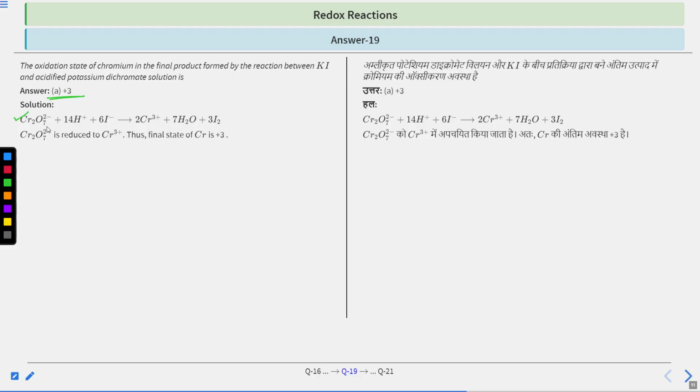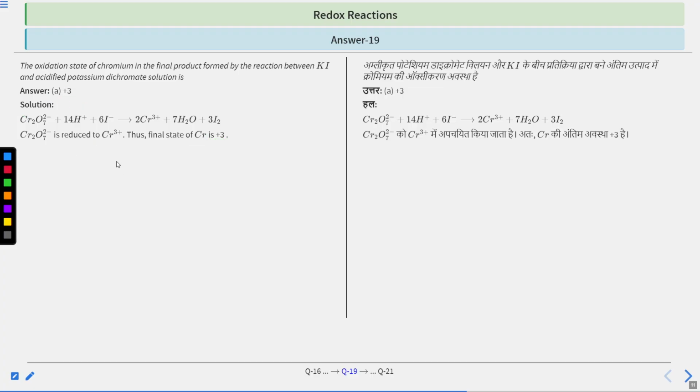Right? So Cr2O7 2- is reduced to Cr3+, like here, Cr2O7 2- reducing to 2Cr3+. Thus, the final state of chromium is +3. What we have asked is: in the final product of the reaction between KI and acidified potassium dichromate solution, what is the oxidation state of chromium? So in the final product, the oxidation state of chromium is +3, and thus option A is the correct answer.